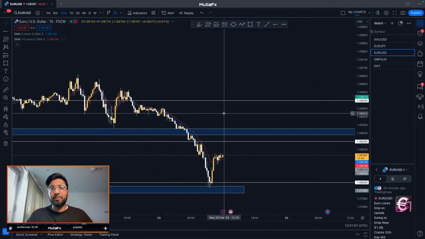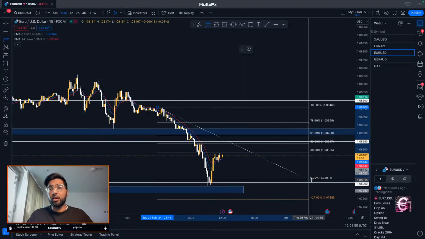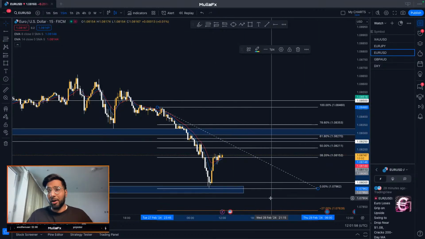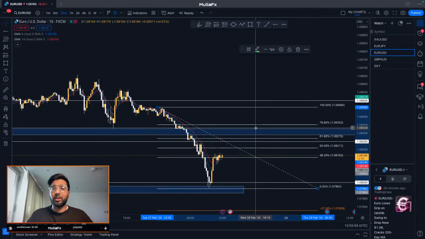If I had to scale in and draw a fib, we are looking at it to go down, but if you look at the fib, it lines up correctly with our 61.8 and the 78.6. So it's in between those two. Most likely it would hit the 78.6.